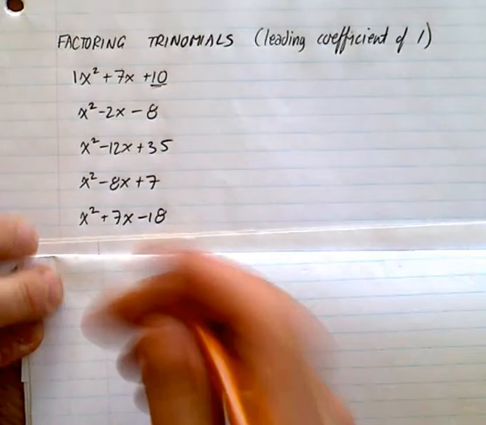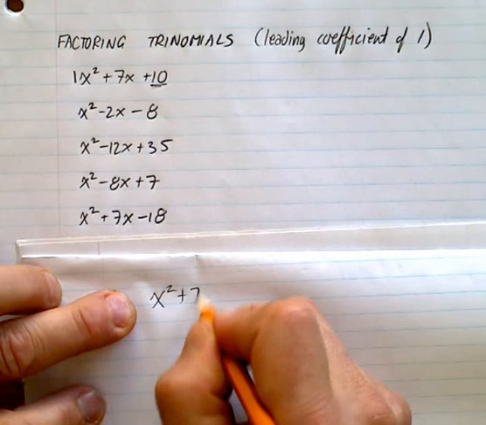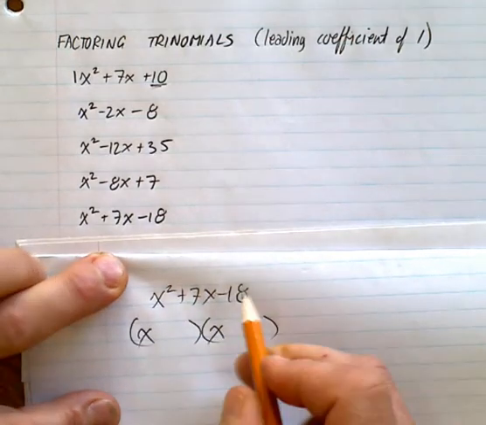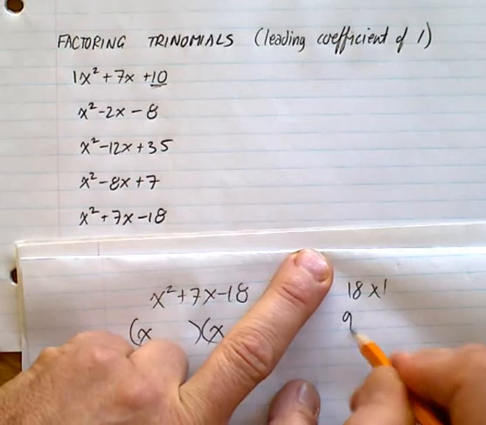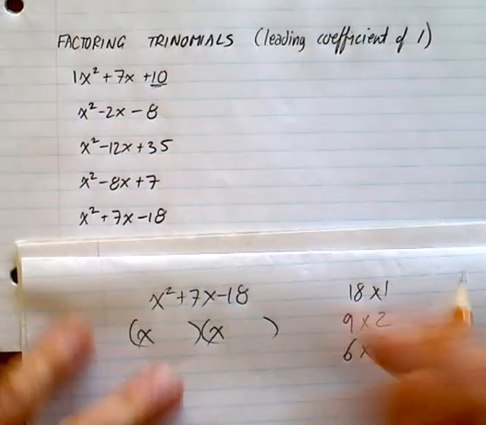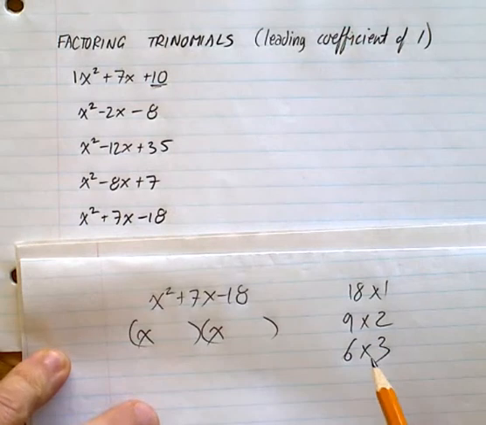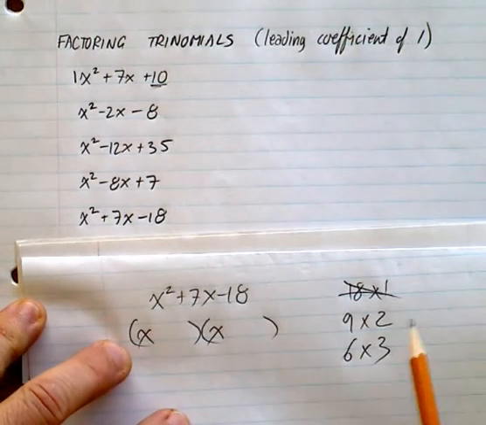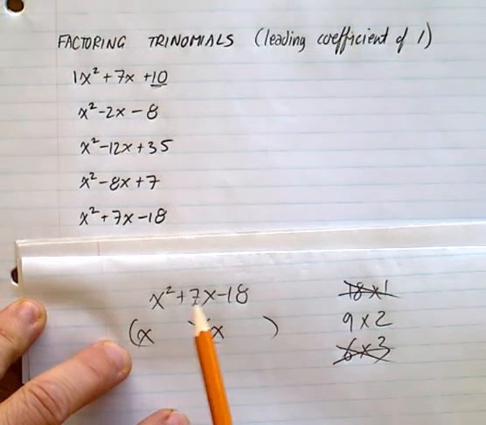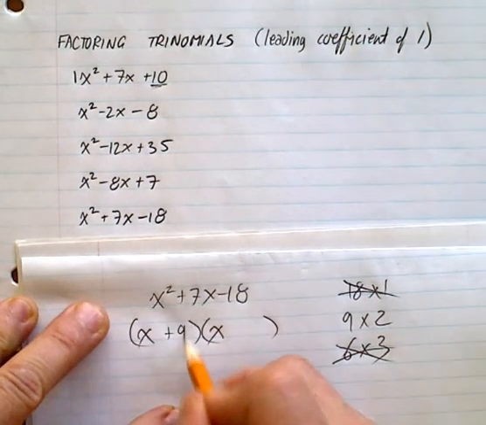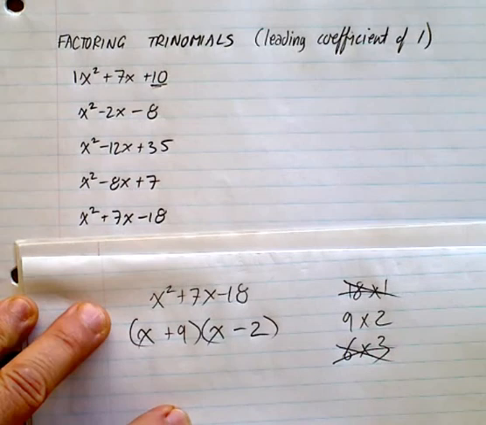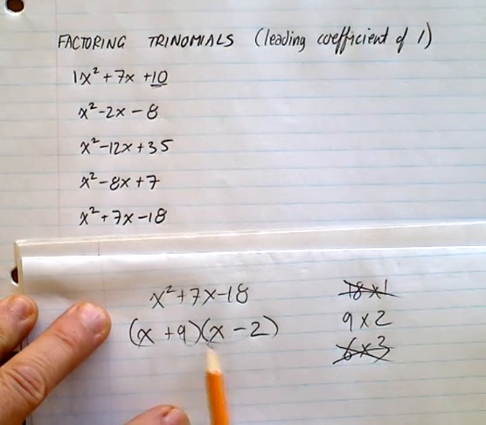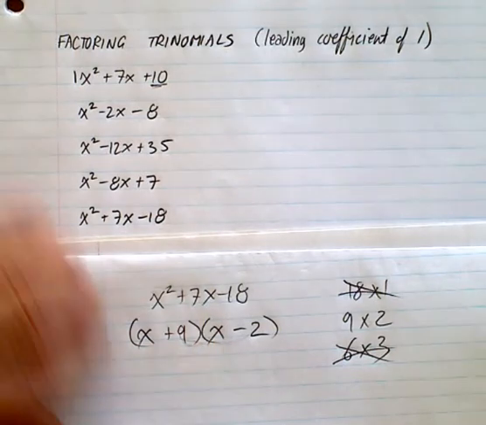Okay, so now x squared plus 7x minus 18. So boom, x and x. 18 has 18 times 1, 9 times 2, 6 times 3. Which of those are going to combine somehow through addition and subtraction to give you that 7? Here, I need a positive 7. So plus 9 and minus 2. That's going to give you negative 18. Plus 9x minus 2x gives you 7x.